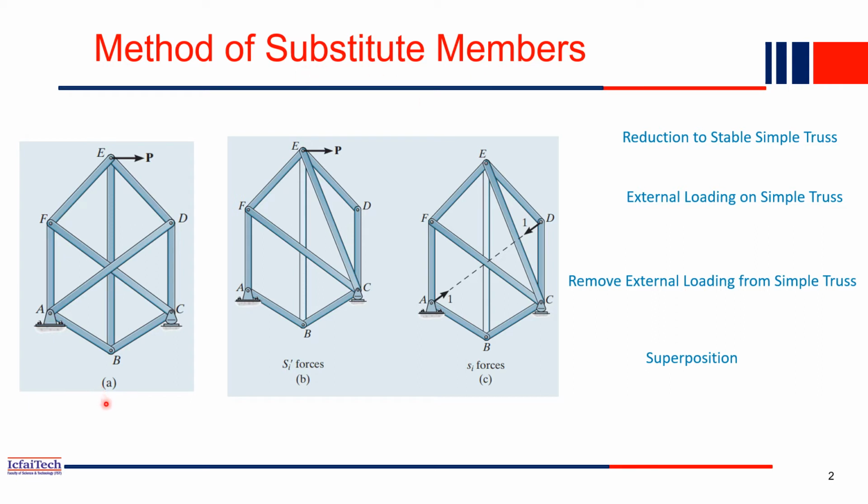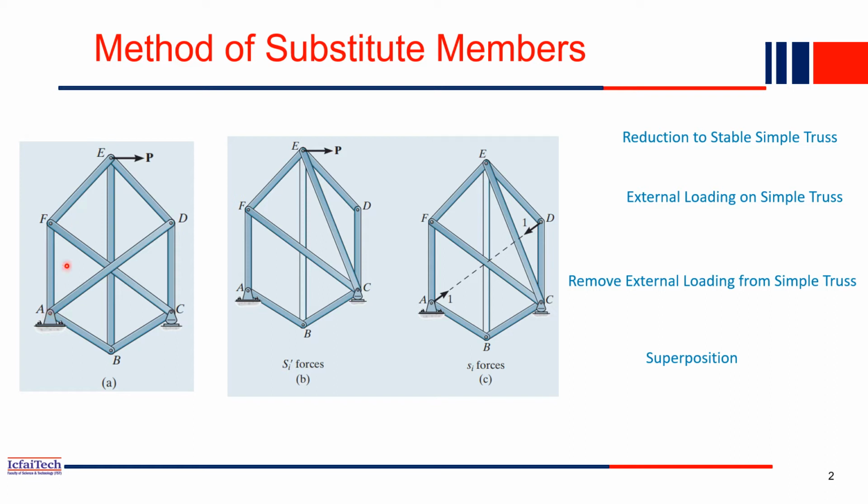What this methodology tells is, first, this is our original complex truss. Now we convert this complex truss into a stable simple truss by removing some of the members. By inspection we have to identify which member we should remove from the complex truss to make it a simple truss, and that truss also should be stable. So our first step is to make the truss into a stable simple truss.